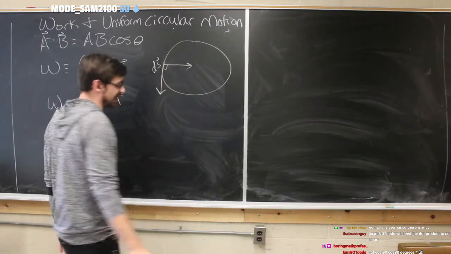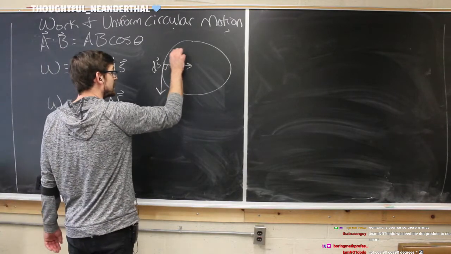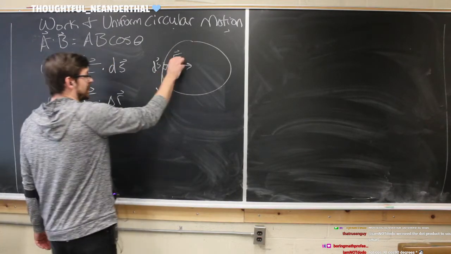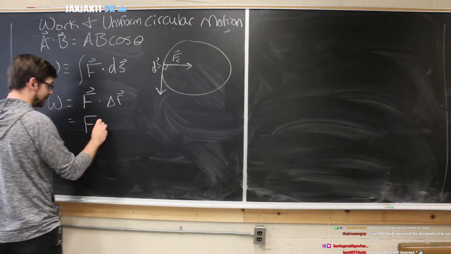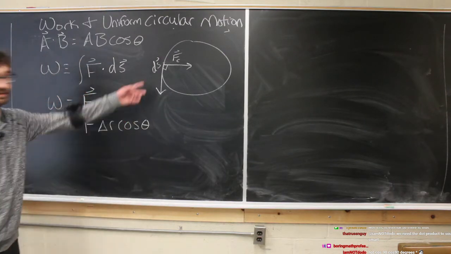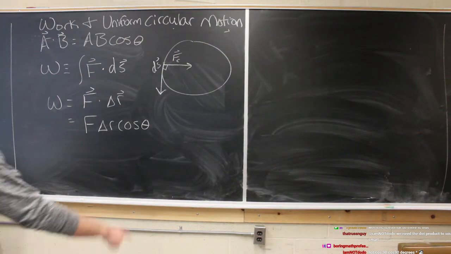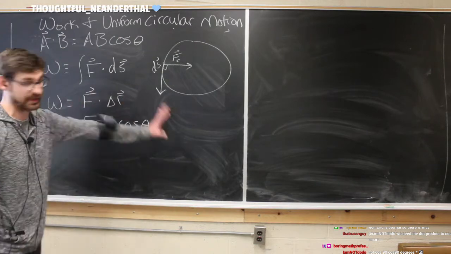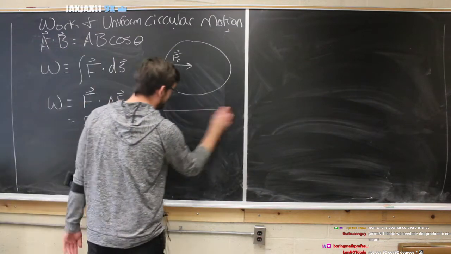So I don't think anybody's arguing that when you have that, we have force. The centripetal force dotted with the change in r is always going to be F delta r cosine theta, where theta is 90 degrees. If cosine of 90 is equal to 0, then this whole thing goes to 0. Okay? That's fine. But now, what happens if we look at the horizontal picture of it?